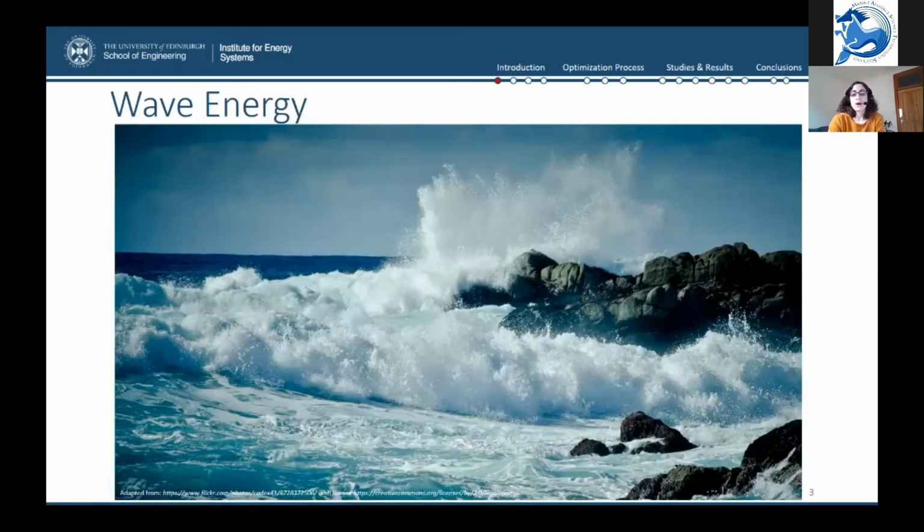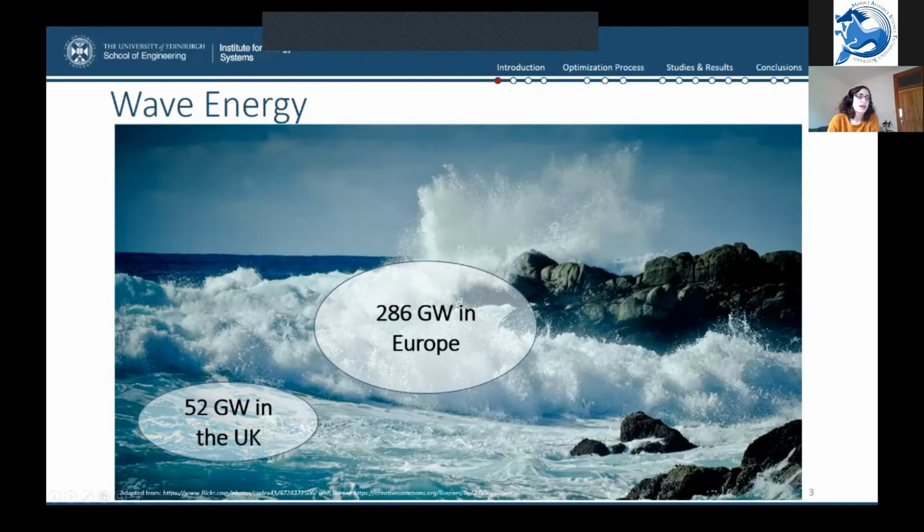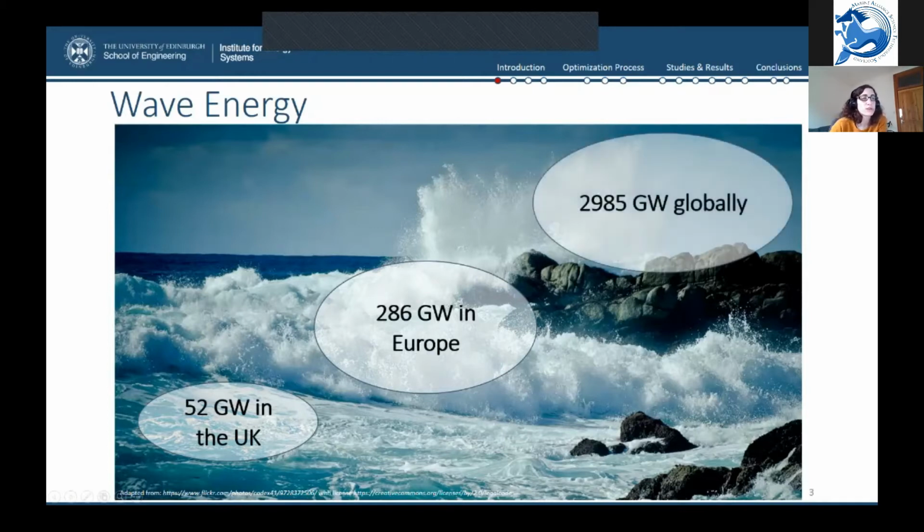So why wave energy? There's a high energy potential available in ocean waves, and the usable wave energy resource has been estimated to be 52 gigawatts in the UK, about 300 gigawatts in Europe, and almost 3,000 gigawatts globally.